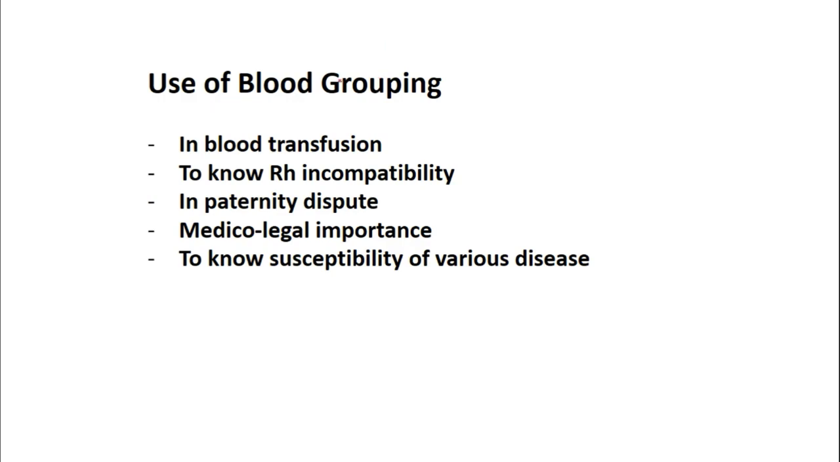Now what is the use of blood grouping? In blood transfusion, to know Rh incompatibility, in paternity disputes as medico-legal importance, and to know susceptibility to various diseases. That is the most important viva question.